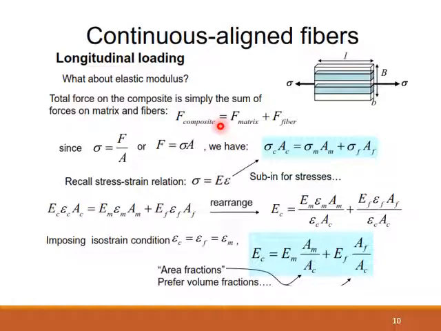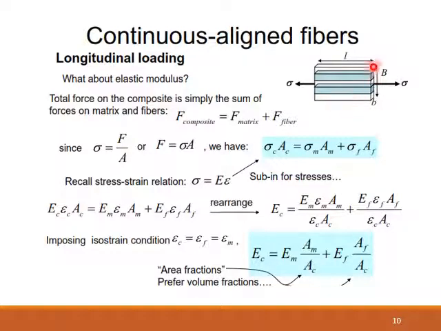So if we consider the load application on this longitudinal loading, where the loading is along the fiber, in the same direction and orientation as the fiber, the implication is that the total load on this composite material will be equal to the load on the matrix plus the load on the fiber. So the total force on this composite material, remember we're still talking about the isostrain condition here.